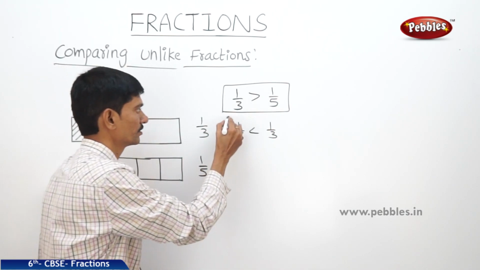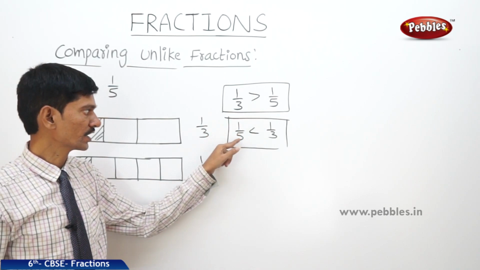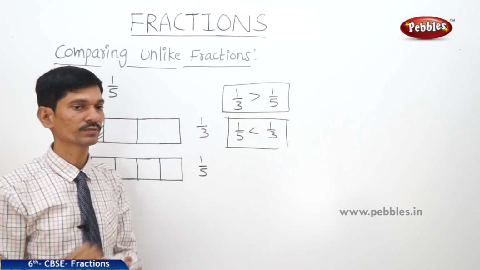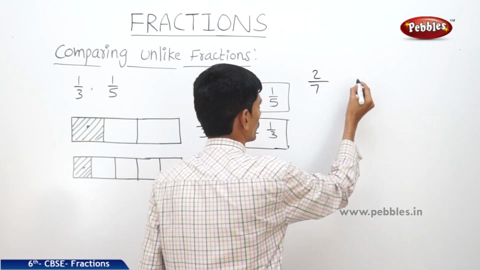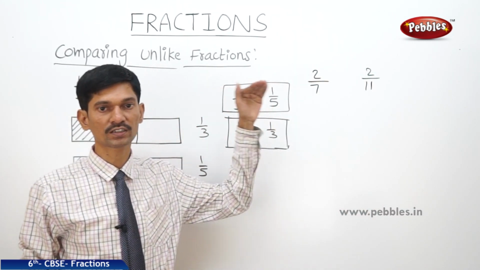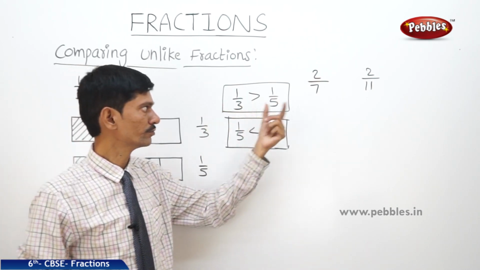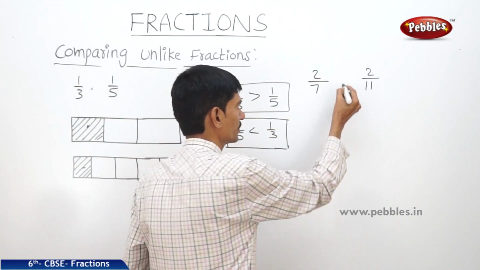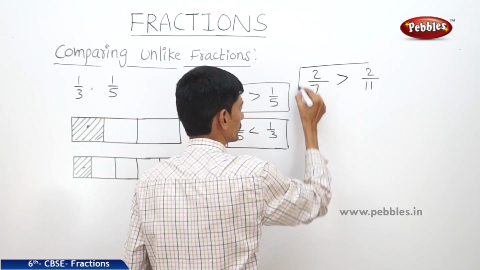So here also when the denominators are not equal and the numerators are equal, the fraction with larger denominator is less than the fraction with smaller denominator. Now if you compare other two fractions like 2/7 and 2/11, here also these two are unlike fractions but their numerators are equal. So when the numerators are equal, then we should compare the denominators. So the fraction with lesser denominator is greater than the fraction with larger denominator. So 2/7 is greater than 2/11.